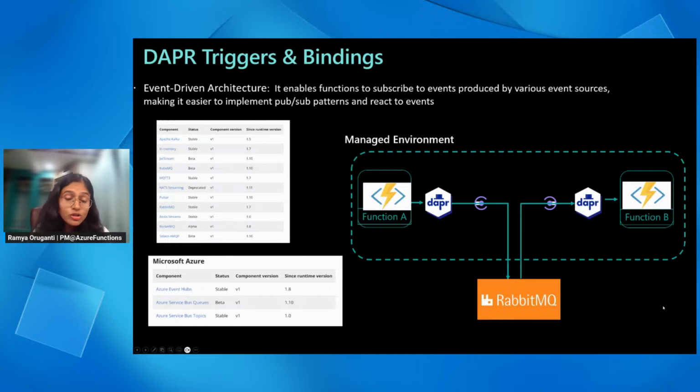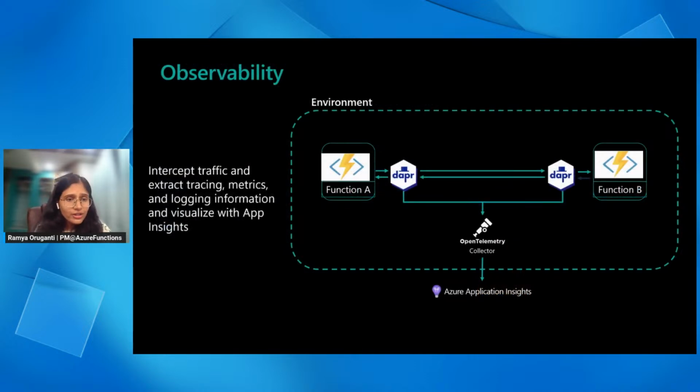Also, having the Dapr topic binding by proxy opens up support for other messaging components. Dapr supports a whole list of PubSub components, and I've pasted a few which are available from Microsoft Azure, like Event Hubs and Service Bus queue or Service Bus topic, or from the OSS side, you have Apache Kafka, RabbitMQ, and so on. So you're free to choose from the list of PubSub messaging services that Dapr supports. Moving on to the next slide, I'm going to talk about observability.